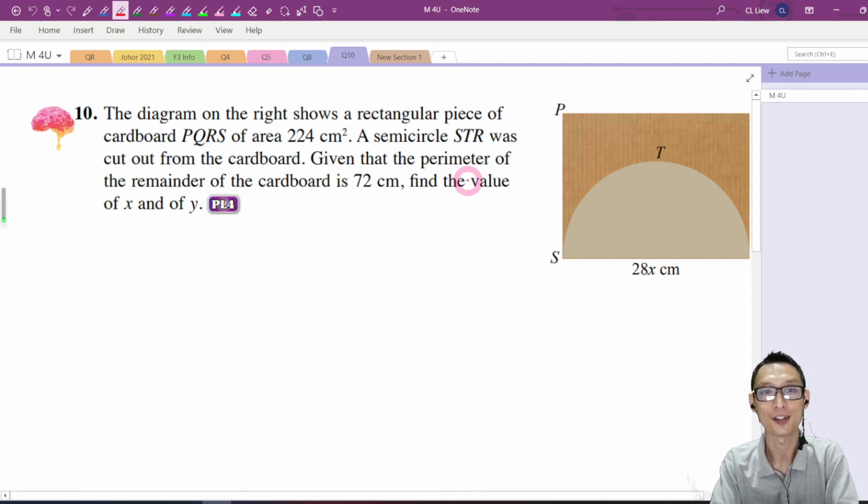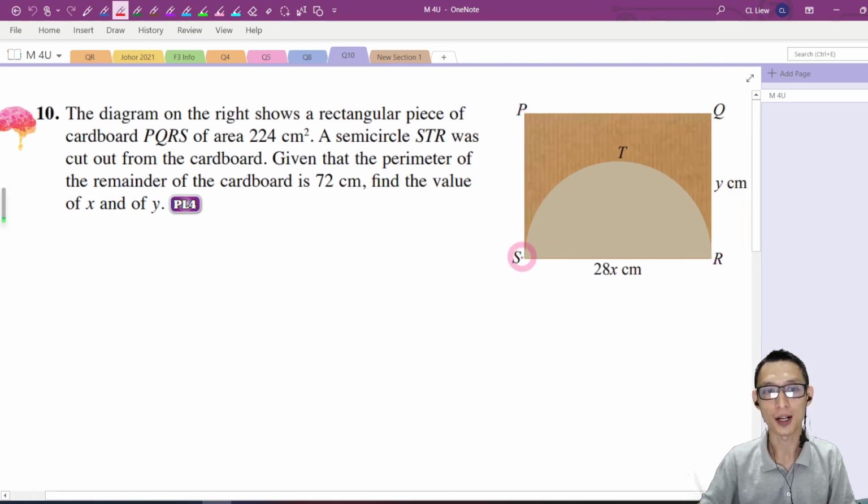Now let's look at question number 10. This will be the last question that I'm going to explain to you in this video. The diagram on the right shows a rectangular piece of cardboard PQRS of area 224 square centimeters. So the area of this entire piece of cardboard is 224 square centimeters. A semicircle STR was cut out from the cardboard, given that the perimeter of the remainder of the cardboard is 72 centimeter. Find the value of x and y.